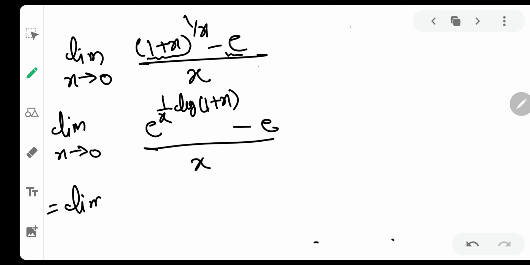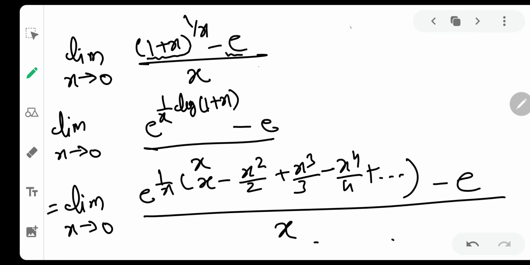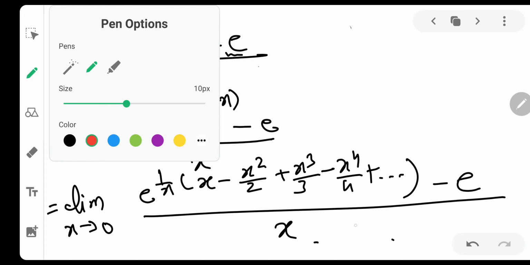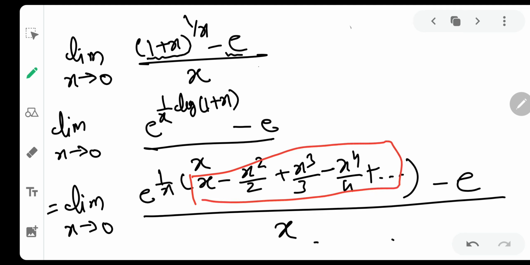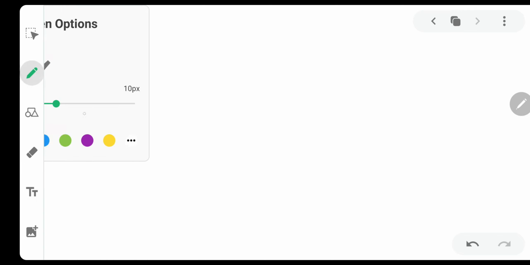Okay. Now what I'll be doing is applying the series for log of (1 plus x). The series is x minus x square by 2 plus x cube by 3 minus x raised to 4 by 4 and so on, minus e, upon x. So what I did is I applied the series of log of (1 plus x). Over here, the red marked thing which you see is the series of log of (1 plus x). Now this 1 by x will go inside and divide every term. So I am going to show you that step so that you are very clear about it.